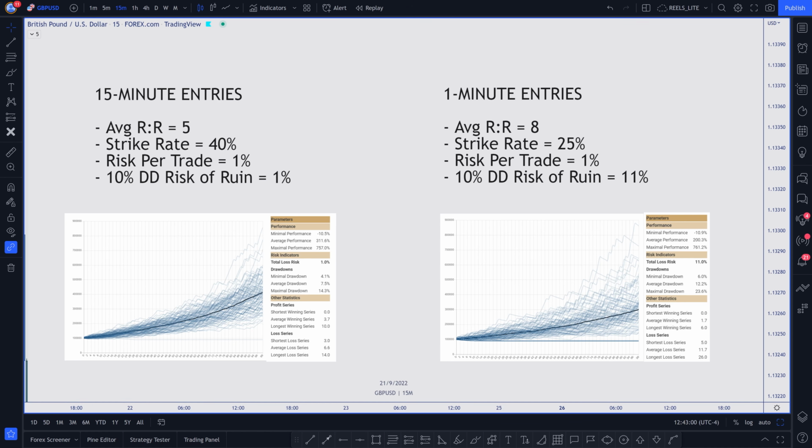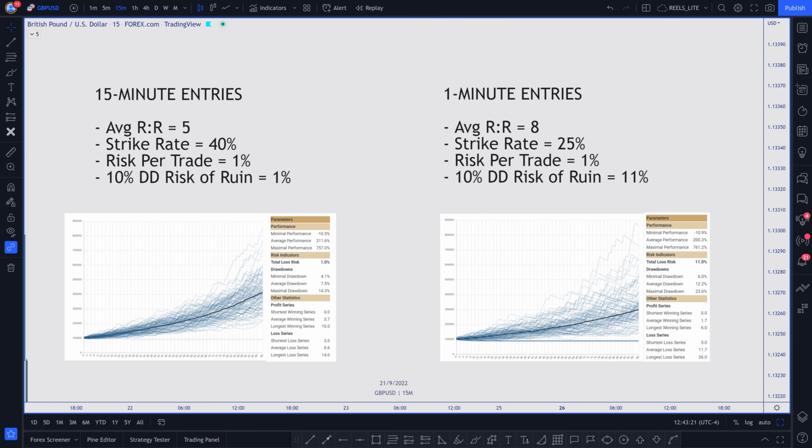Your risk per trade is 1% of your total account size. Pretend it's a 100K prop firm account, and our risk of ruin, which is a 10% drawdown on that account, is 1%. That's pretty good. I mean, a 1% risk of ruin on a prop firm account, I think that's totally reasonable.